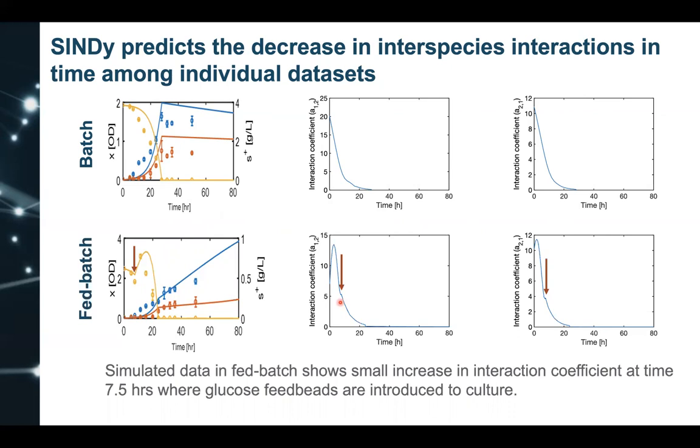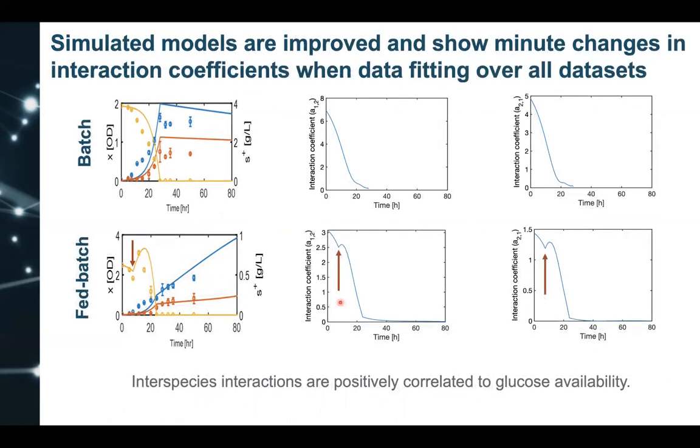But this little bump is really small, and it could be that we are overfitting our data. Thus, to correct this, we decided to instead build a model by data fitting over all our data sets. And when we fit over all data sets, we see that we actually have better results. We see more improved and more minute changes in these interaction coefficients with more data sets used.